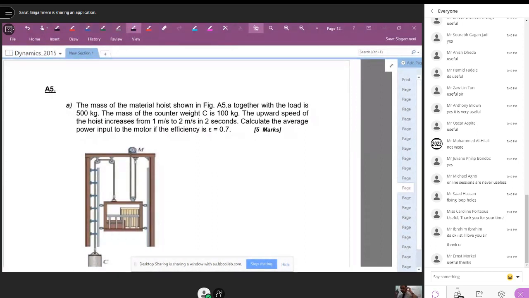The mass of the material hoist shown in figure A5A together with the load is 500 kilograms. The mass of the counterweight is 100 kilograms. The upward speed of the hoist increases from 1 meter per second to 2 meters per second in 2 seconds. That's a catchy piece of information. We have 3 quantities specified: V0, final velocity, and time. We are attracted to use the standard kinematic equations, but can I apply them or not?